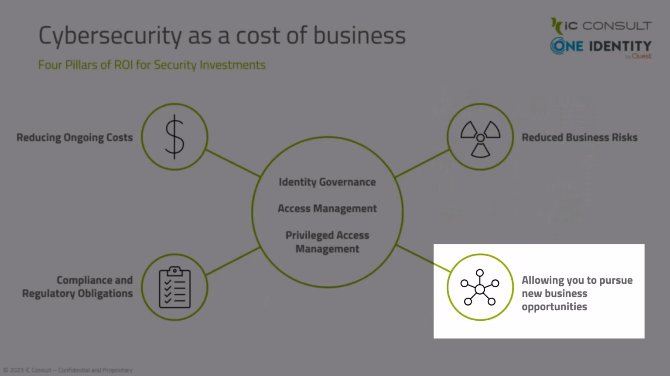And within the identity space, things like automated deprovisioning, right? So removing someone's access when they leave your organization, things like access requests or access certifications and access reviews, all these areas contribute to reducing the business risk. And lastly, allowing you to pursue new opportunities.